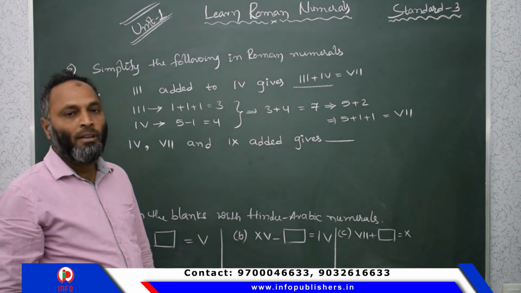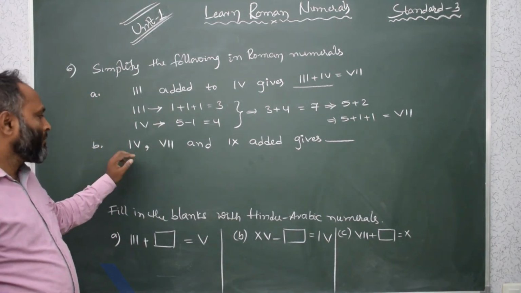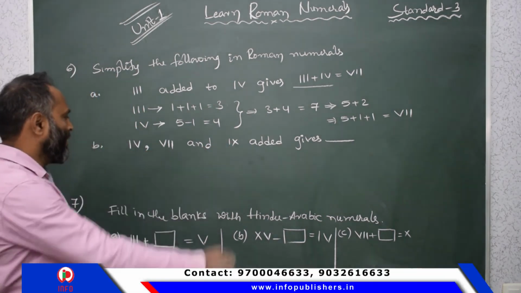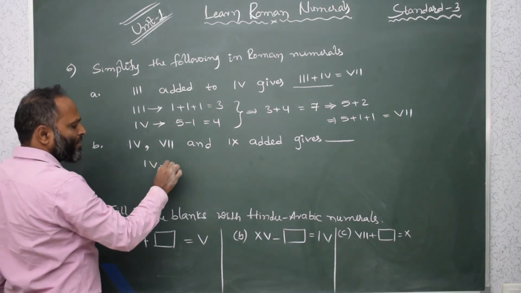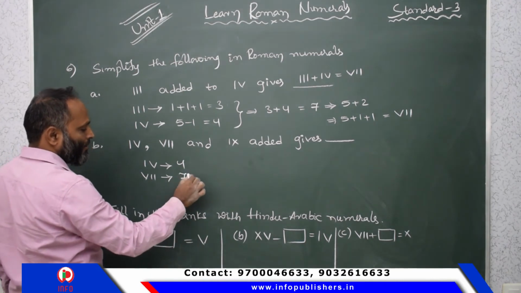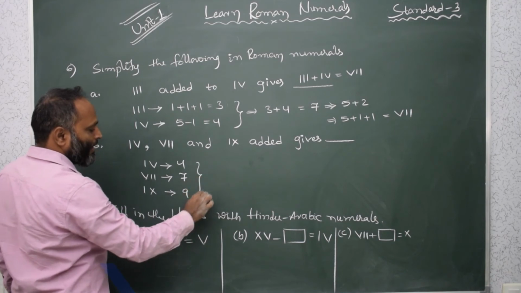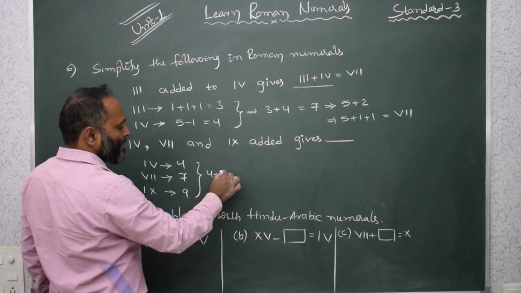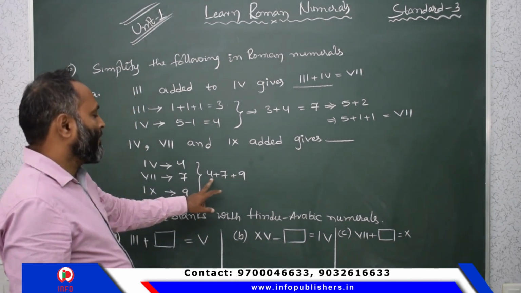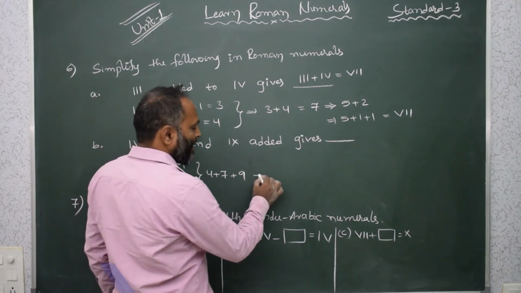In the same way, here 3 Roman numerals are given: IV, VII, IX. Then what is the answer? IV means 4, VII means 7, and IX means 9. So 4 plus 7 plus 9. 9 plus 7 is 16, plus 4 is 20. Here the answer is 20.